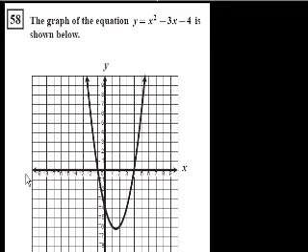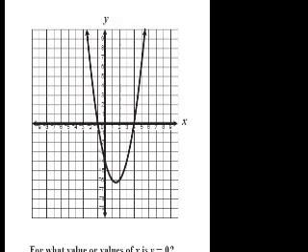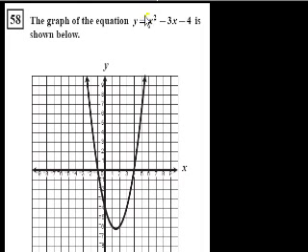On problem 58, the graph of the equation y is equal to x squared minus 3x minus 4 is shown below. For what value or values of x is y equal to 0? So essentially they're asking when this equals 0. They want to know what values of x make y equal 0. We could factor this and solve for the roots, but they drew us the graph, so let's just use it. So when does y equal 0?